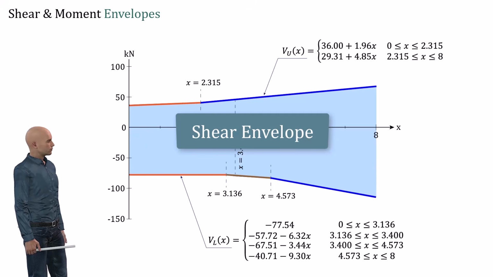Instead of checking a large number of shear diagrams one by one, we can use the envelope to identify the governing positive and negative shear strength demands at any location along the column. Now let's construct the moment envelope for the column.